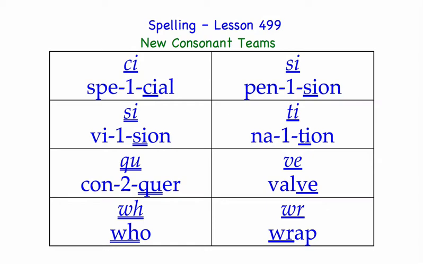And then WR is also a consonant team representing the sound r, the R sound, and it must come at the beginning of a root word only. Now I'm going to dictate 7 rows of words, and they will contain any one of these teams. The first word is social. Social. I want to be social and say hello to everyone.